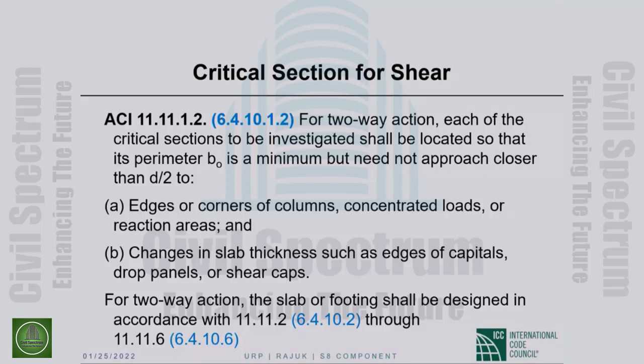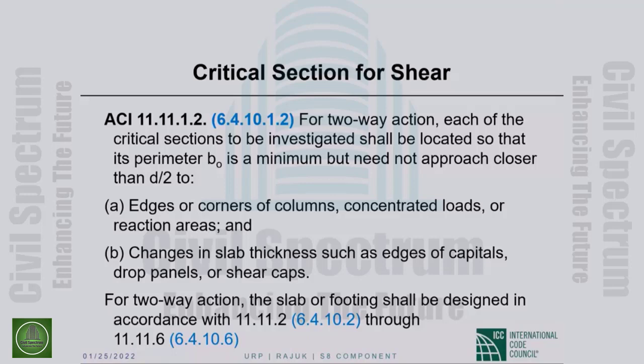So d over 2 from edges or corners of columns, concentrated loads or reactions. And so the first critical section is around the column. But if you have a drop panel, a thickening of the slab, or shear bracket, whatever, then around the change in thickness where the drop panel ends, we will have a second critical section, d over 2 away from the faces of the drop panel.